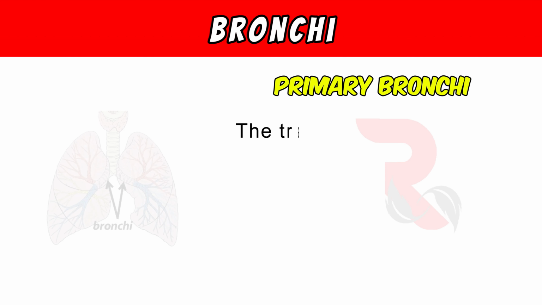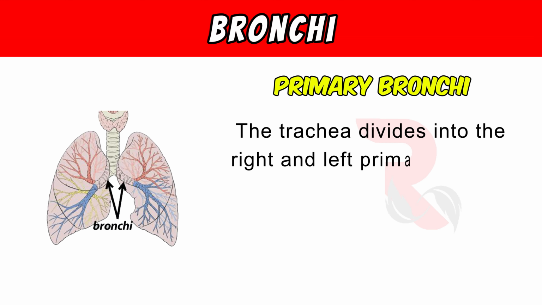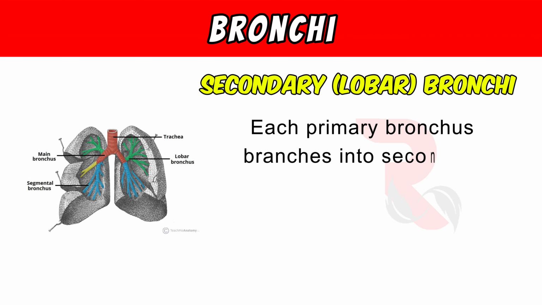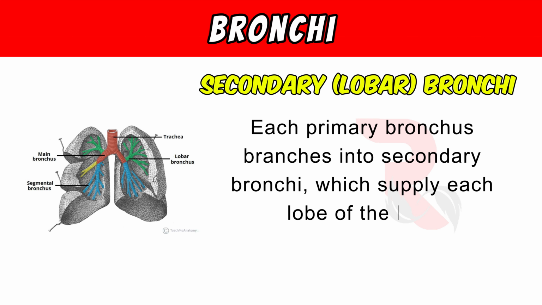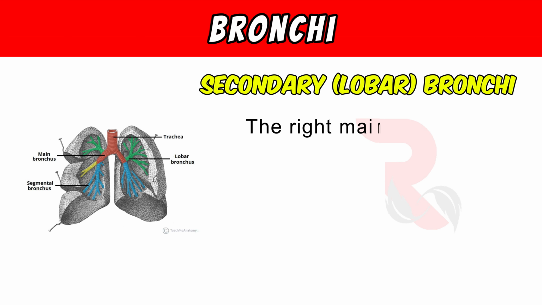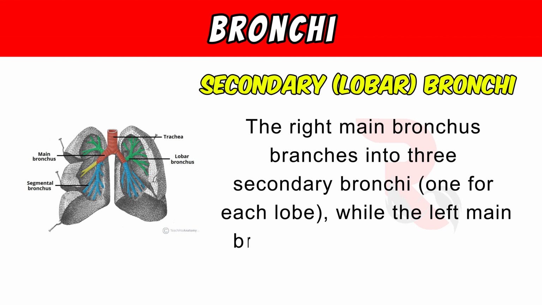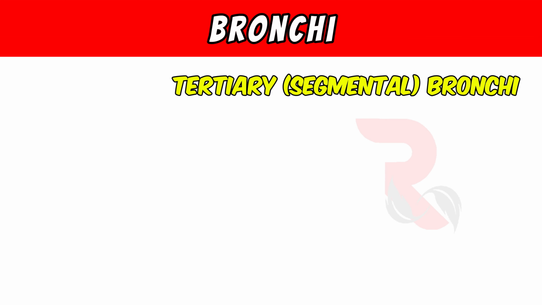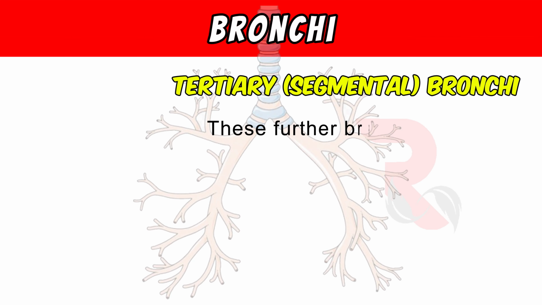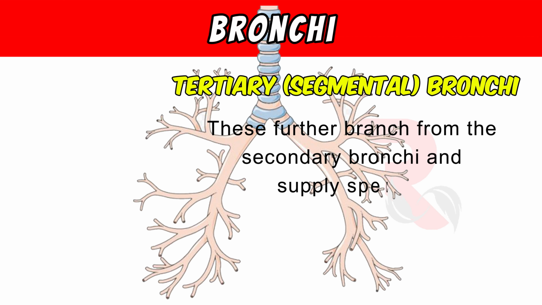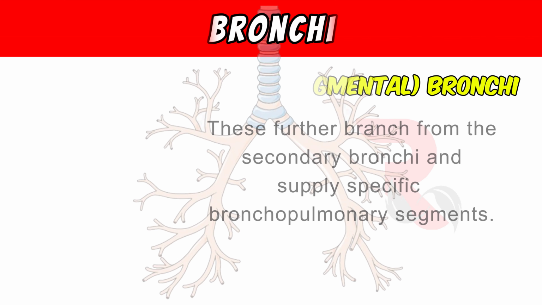Bronchi. Primary bronchi. The trachea divides into the right and left primary bronchi. Secondary, lobar, bronchi. Each primary bronchus branches into secondary bronchi, which supply each lobe of the lung. The right main bronchus branches into 3 secondary bronchi, 1 for each lobe, while the left main bronchus branches into 2. Tertiary, segmental, bronchi. These further branch from the secondary bronchi and supply specific bronchopulmonary segments.